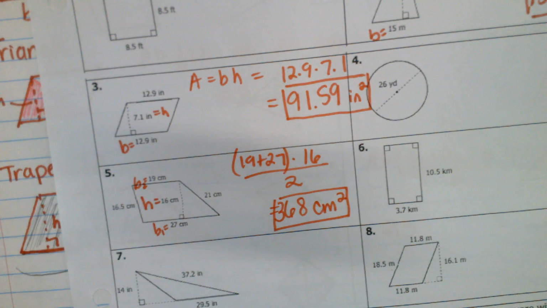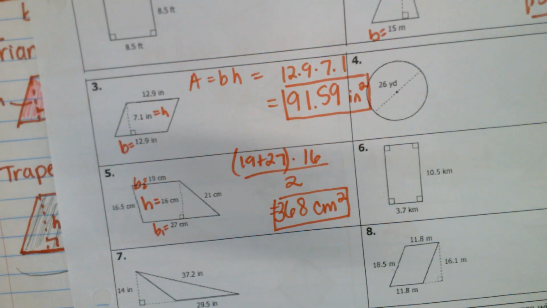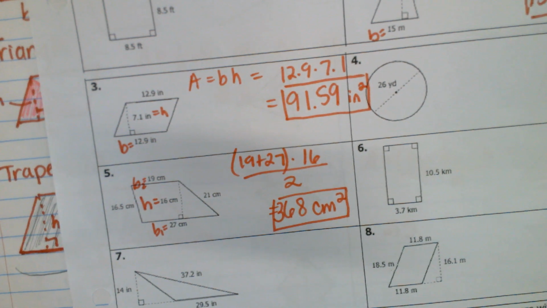Trying to think of what other formulas we need. So circles, we got 3 more formulas to do. Circles we already know because we kind of talked about it already. You guys want to go over the circle formula?